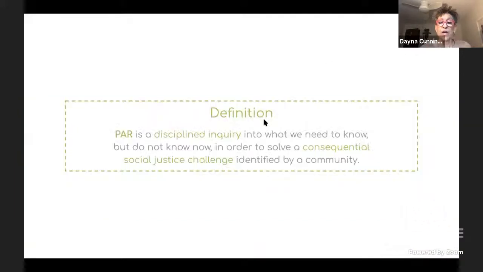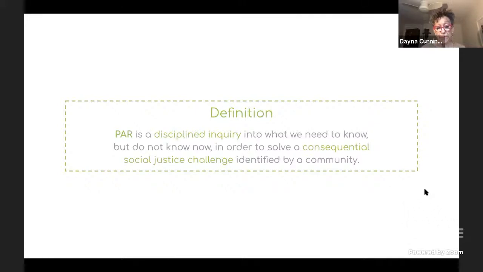There we go. So I like a very rigorous definition of PAR to start with so that we know what we're talking about. And what we say in CoLab is that PAR is a disciplined inquiry into what we need to know but do not know now in order to solve a consequential social justice challenge that is identified by a community. All of these words are really important.